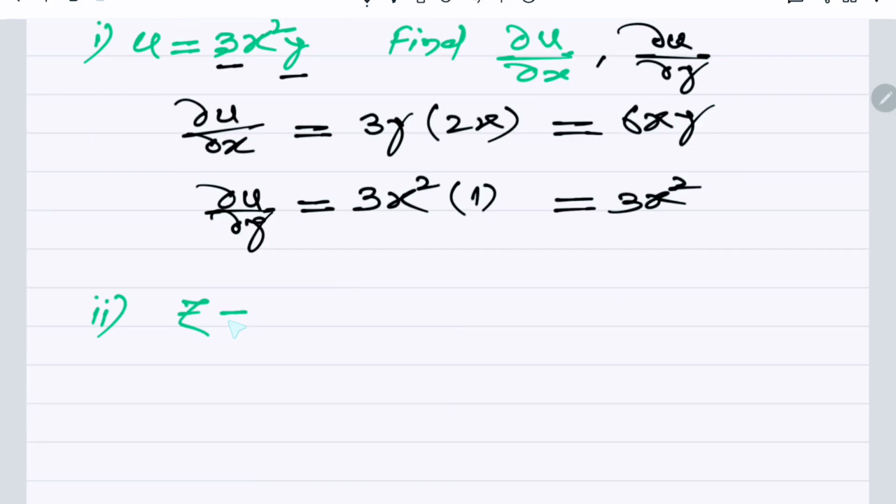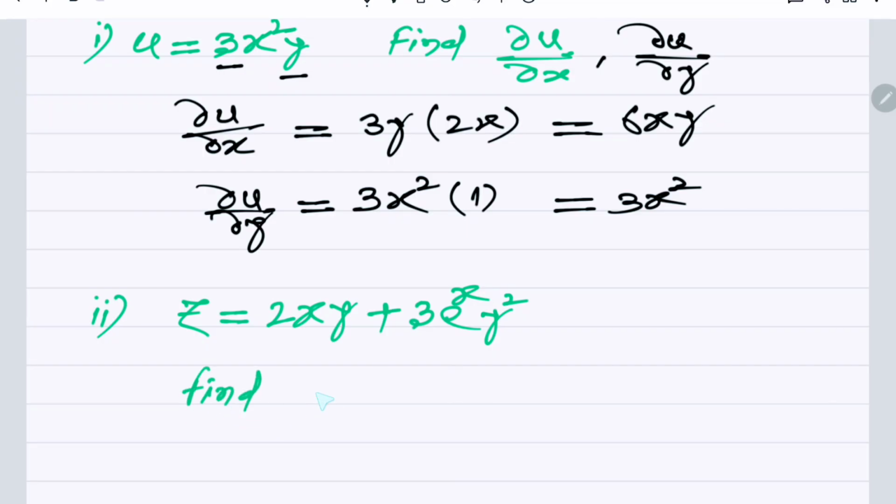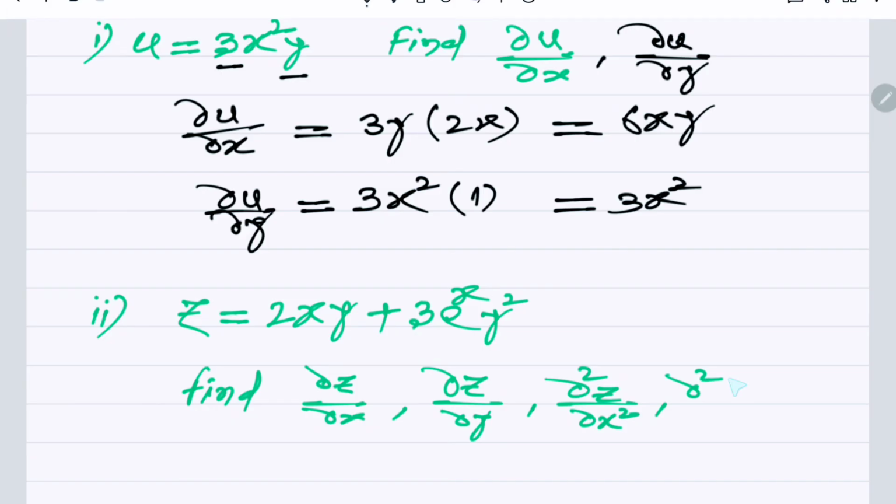Then second example, z is equal to a sum of two terms, 2xy, and the second one is 3 e raised to x into y square. Two terms, both are functions of x and y. Then find dou z by dou y and dou z by dou x, and dou 2z by dou x square, second order derivative, and lastly dou 2z by dou y square. Four derivatives we have to obtain.